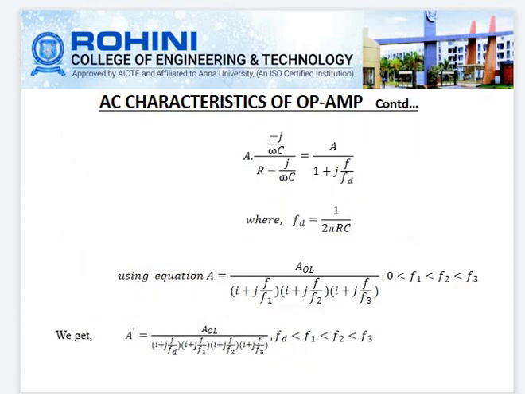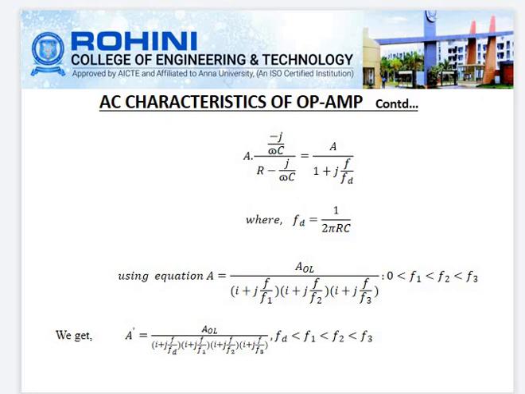A into minus j by omega c divided by r minus j by omega c equal to A divided by 1 plus j f by ft. Ft is equal to 1 divided by 2 pi rc. Using the above equation, A is equal to open loop transfer function divided by 1 plus j f by f1 into 1 plus j f by f2 into 1 plus j f by f3. F1 is greater than 0, F2 is greater than F1 and F3 is greater than F1 and F2.